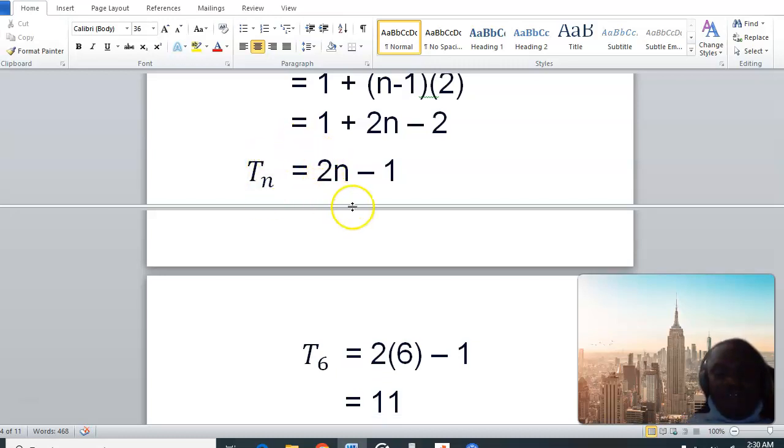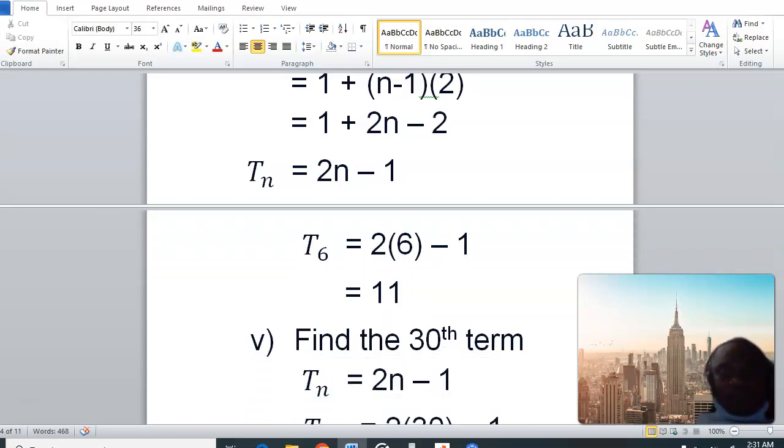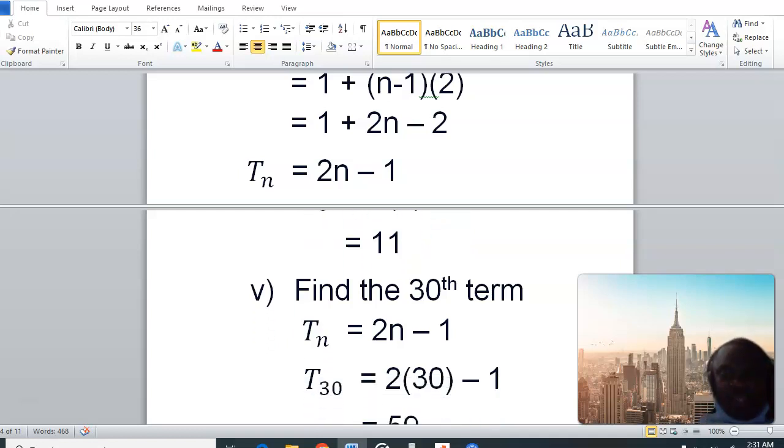So they want us to find the sixth term. How are you going to find the sixth term? The sixth term, it means n is equal to what? 6. So you substitute it into the formula. When you see n, put 6 there. So 2n means 2 times n. Bracket means times. So to find the sixth term is going to be 2 times 6 minus 1, which is going to give you 11. That's the sixth term.